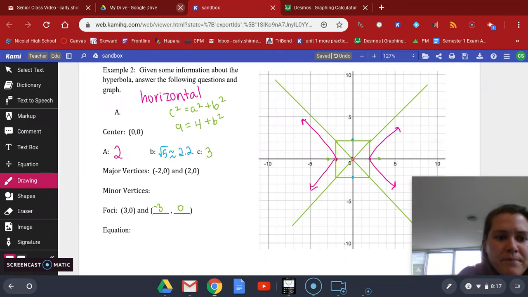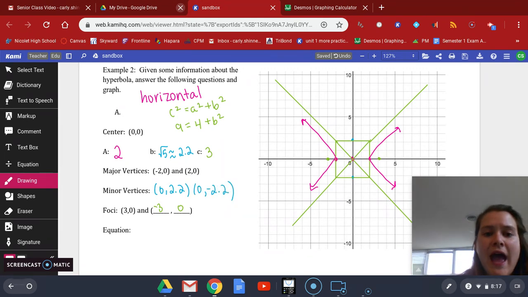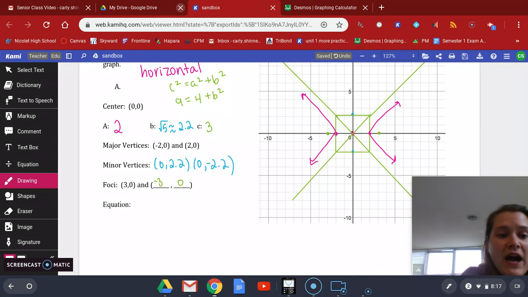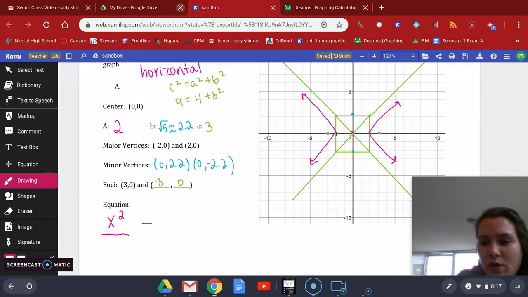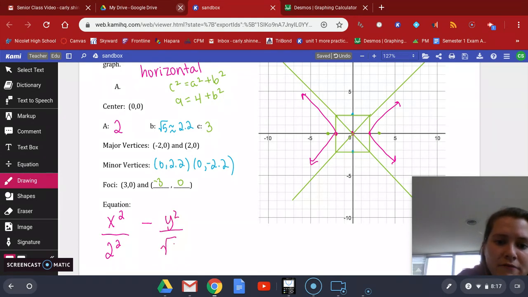So let's fill in the rest of the information here. My minors are going to be at 0, 2.2, and 0, -2.2. And now that we've got all that information, let's try to build my equation. So it is horizontal, so my x squared term comes first. The center's at 0, 0, so I don't need any h value there. My A was 2. My B was the square root of 5. And that's got to be set equal to 1.